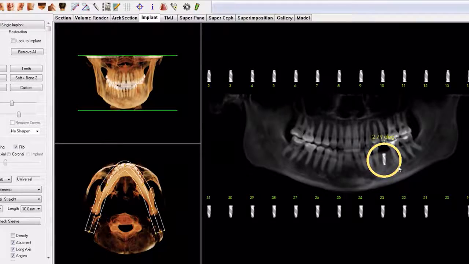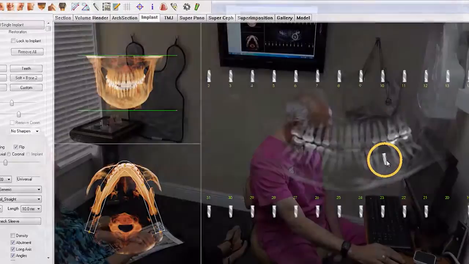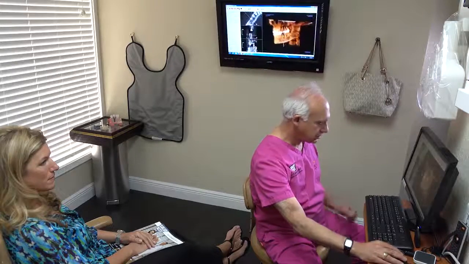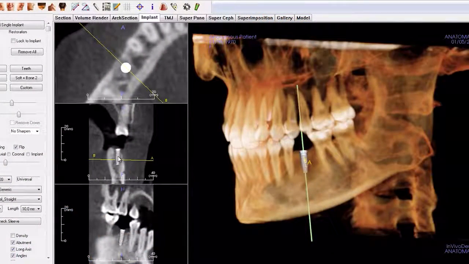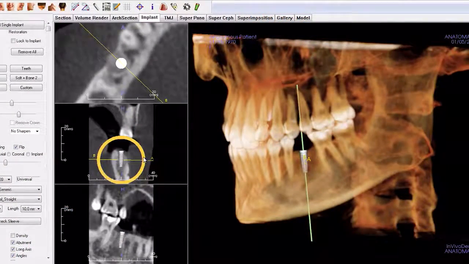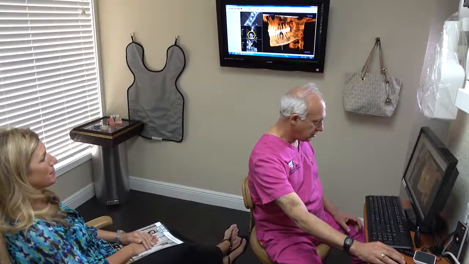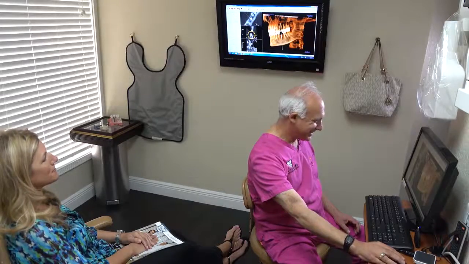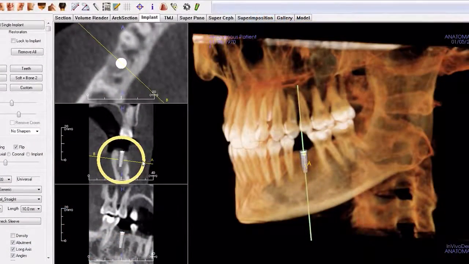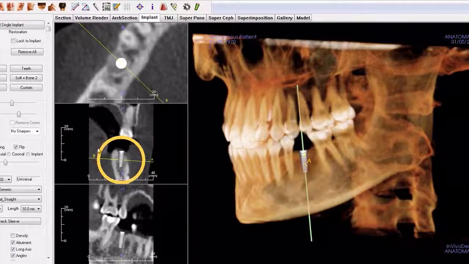So you put the implant right in there. And you can see here's the implant. It fits right within the bone. So does that mean I would need to have a bone graft? Look at it, you've got a lot of bone there. No bone graft. Okay. That's great. So let's get that lined up so that it's fitting perfectly against the upper tooth. Now let's put a crown on it.